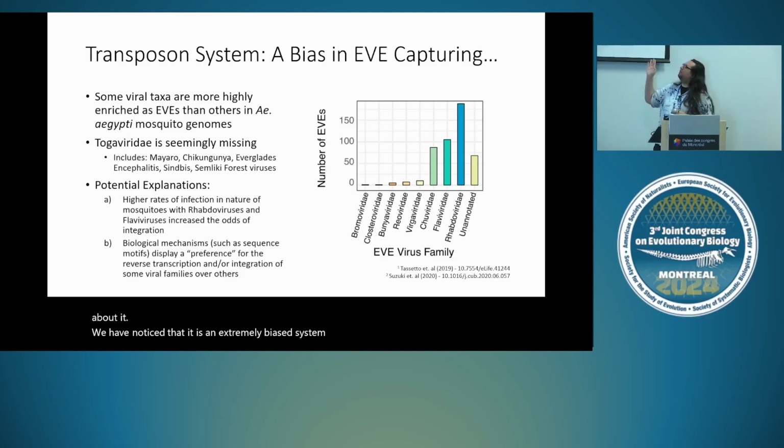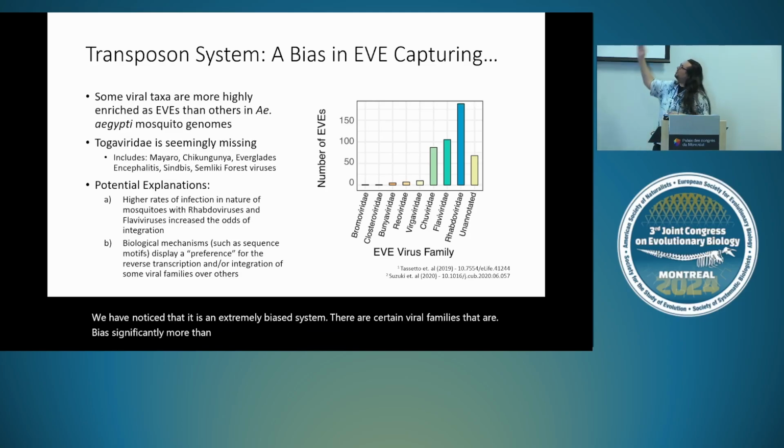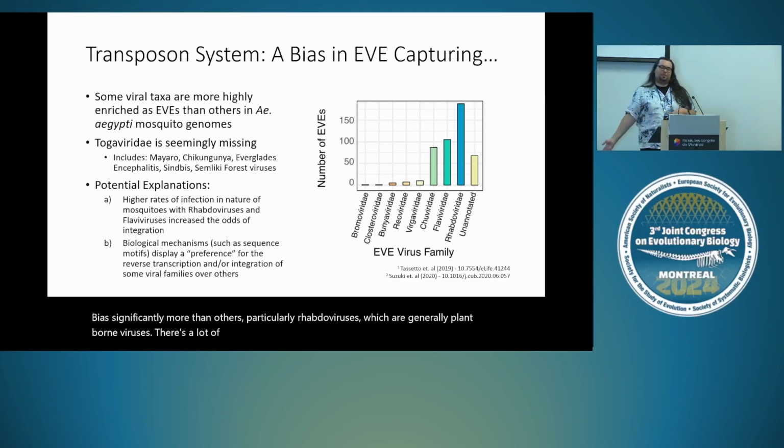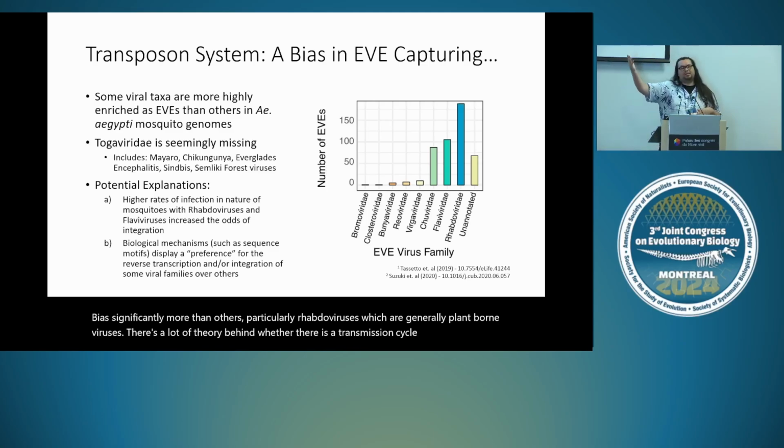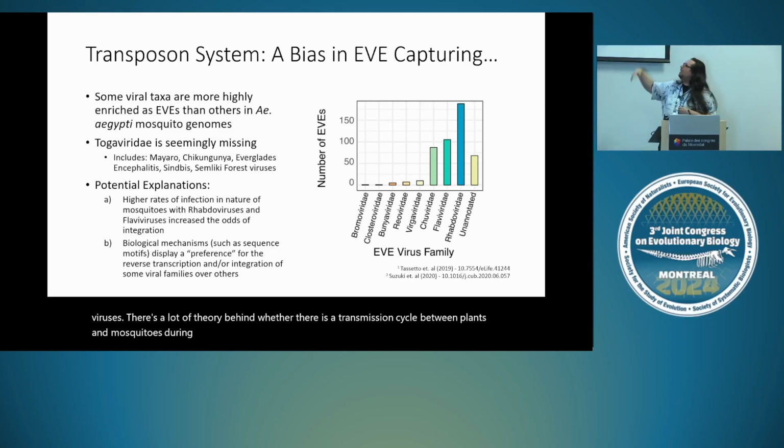There are certain viral families that are biased significantly more than others, particularly rhabdoviruses, which are generally plant-borne viruses. There's a lot of theory behind whether there is a transmission cycle between plants and mosquitoes during nectar seeking, as well as flaviviruses, which have all of our favorites: dengue, Zika, yellow fever, and so on.